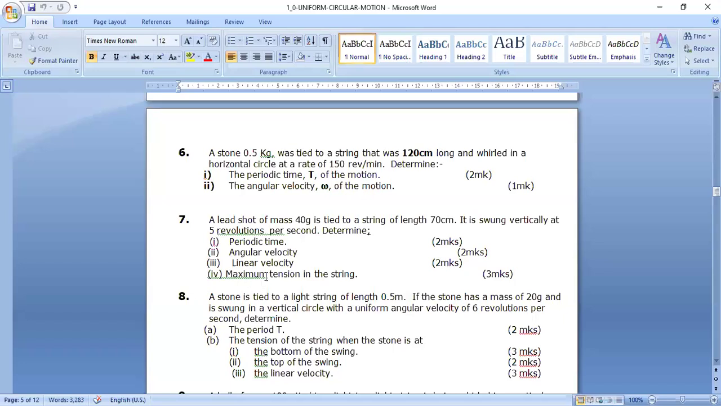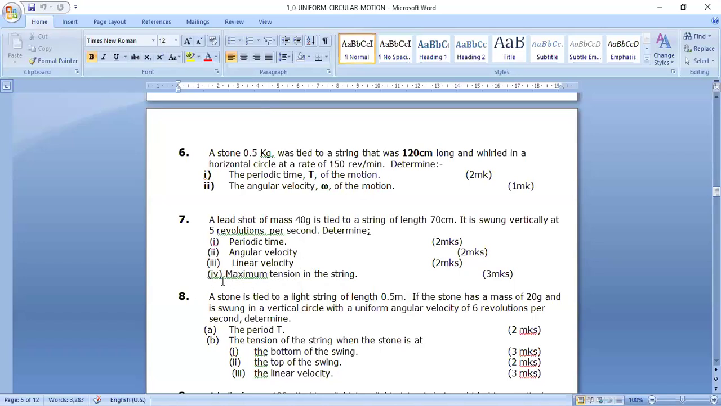V is equal to 31.42 times 0.7. So that gives 21.994 meters per second. Correct. Thank you very much for that answer.